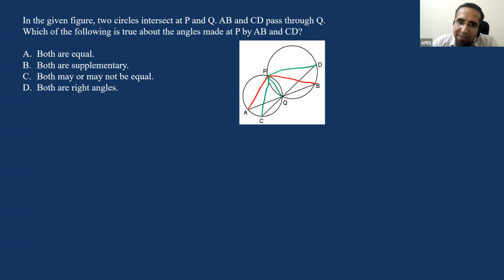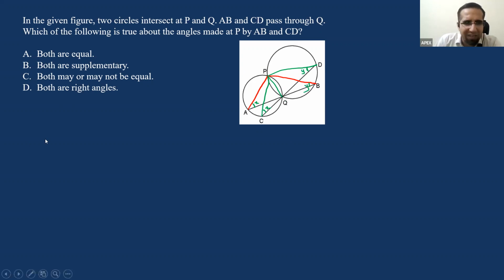Can I say the chords obtain same angle at the circumference? So if this angle is equal to X, this angle is also equal to X. Similarly, this chord PQ also subtends the same angle at D and B. Let's say if this angle is equal to Y, this angle is also equal to Y.